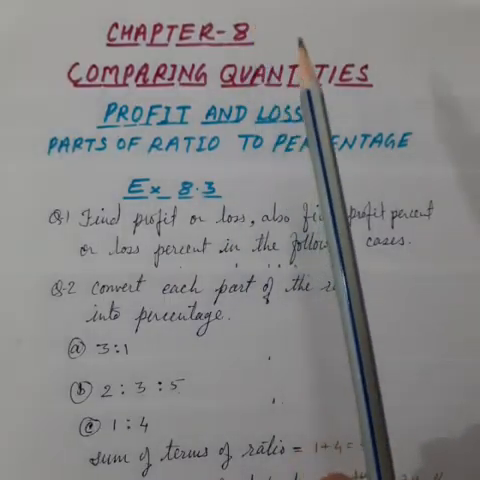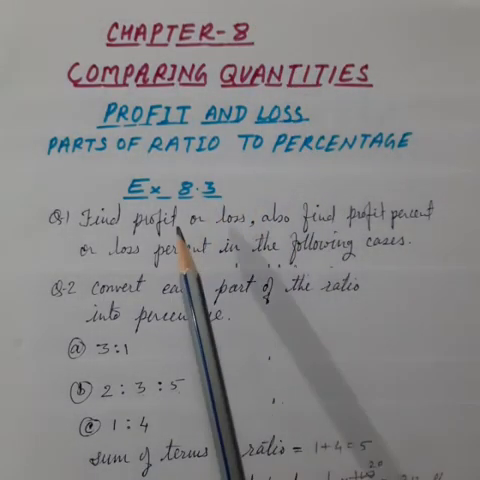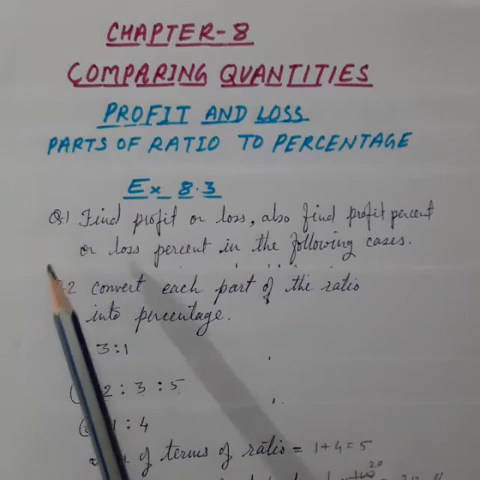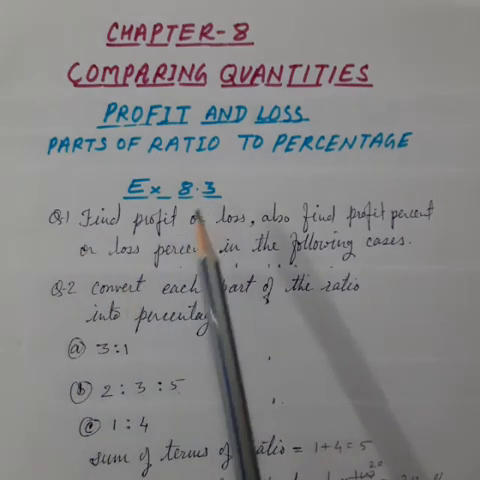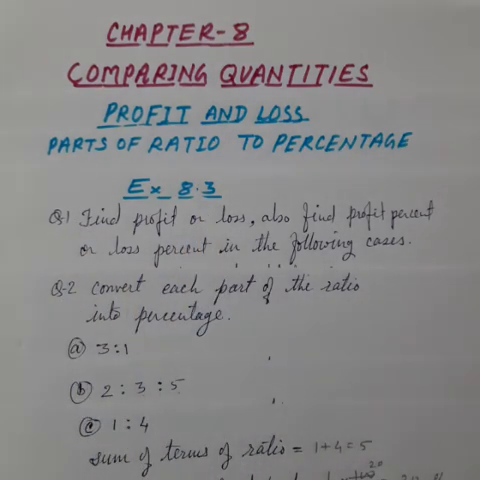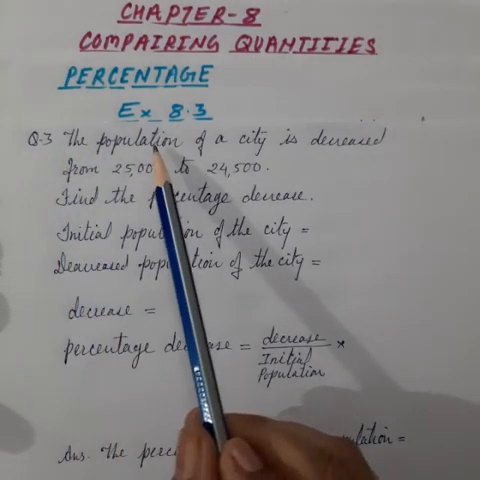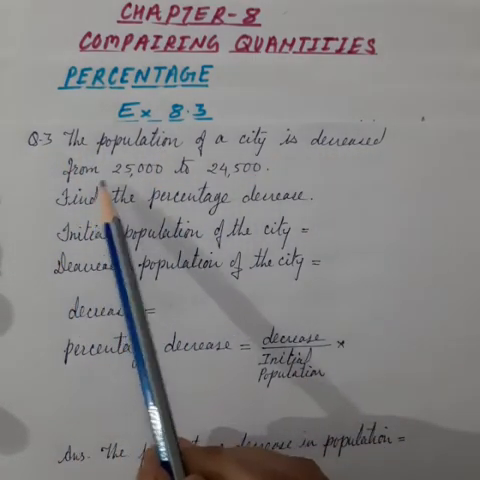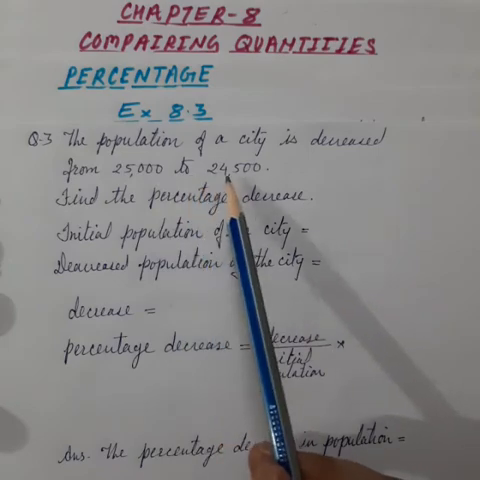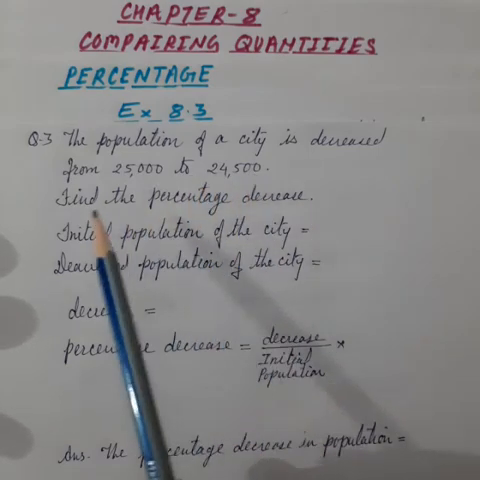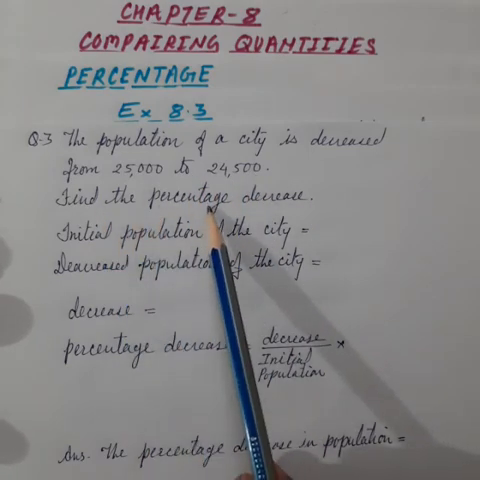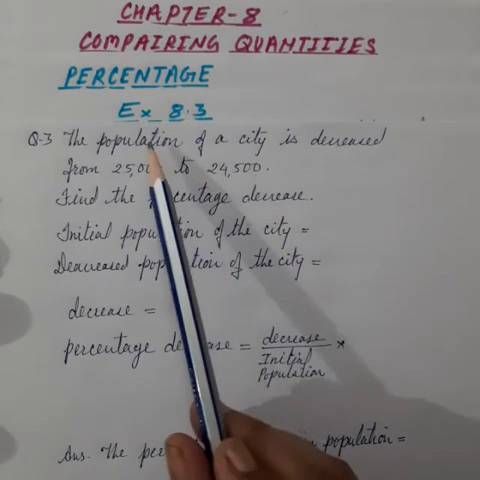In chapter 8, Comparing Quantities, in the previous class we completed question 1 and question 2 of exercise 8.3. Coming to question 3, the population of a city is decreased from 25,000 to 24,500 and we have to find out the percentage of decrease in the population.